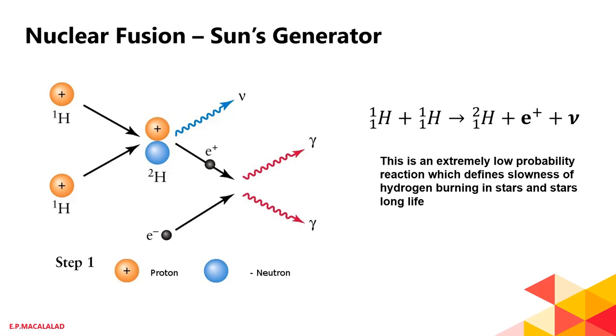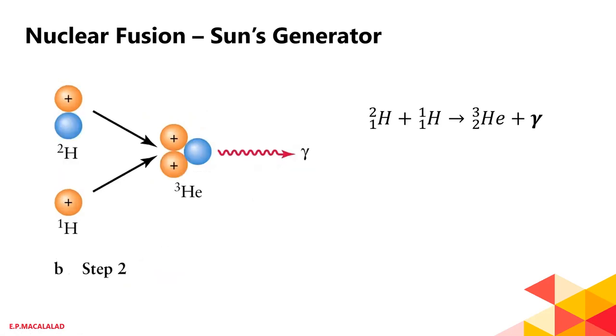In other words, even if this collision rarely happens, because of the sheer number of protons, these hydrogen nuclei, when you combine the probability together, there are still a lot of reactions happening per second for each cubic meter. So there are about 10 to the 15 reactions per second. This is step two.